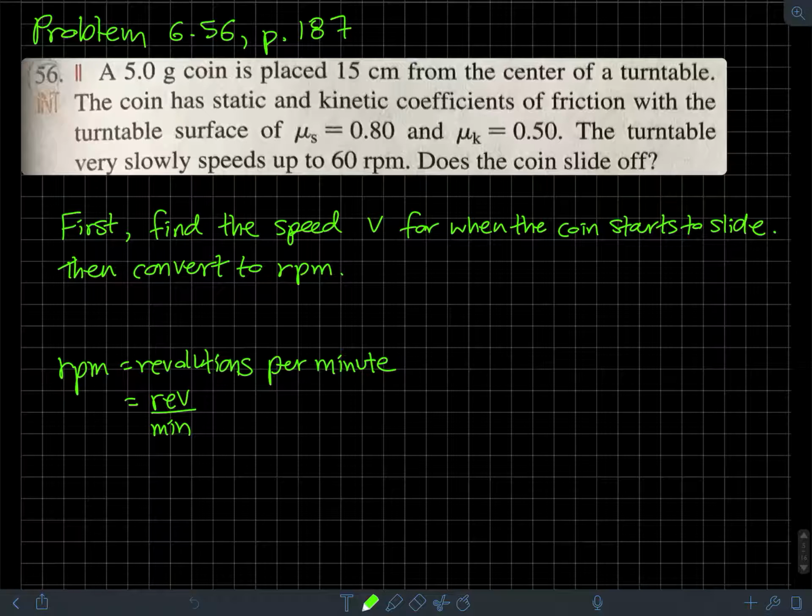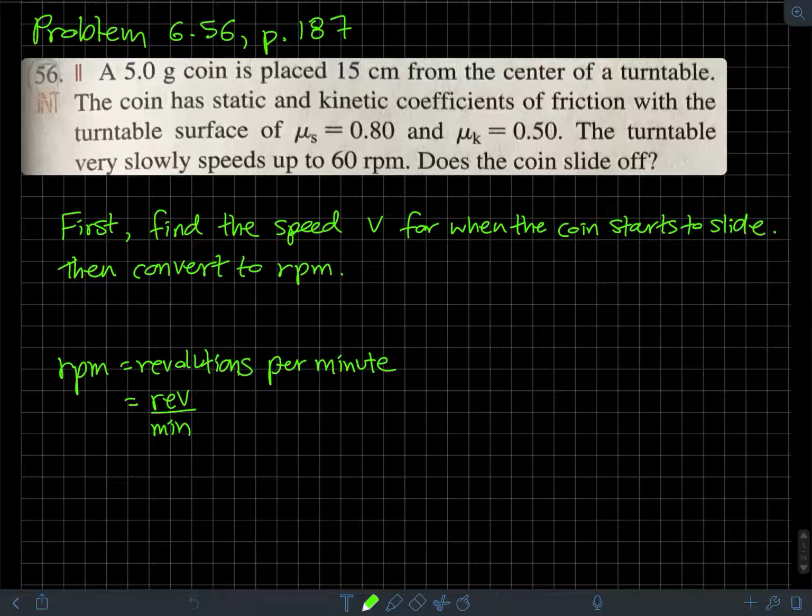Okay, so it's time for problem 6.56 on page 187. This is another problem in physics that students often get confused over, maybe is the best way of saying it. It's the coin on the turntable problem. So the idea is that you have a coin sitting in the center of the turntable, and then the turntable starts speeding up faster and faster, and we want to know, does the coin slide off, or is there enough friction to keep it on?